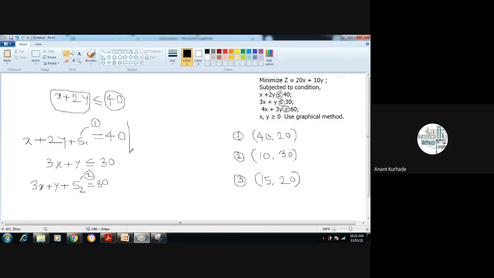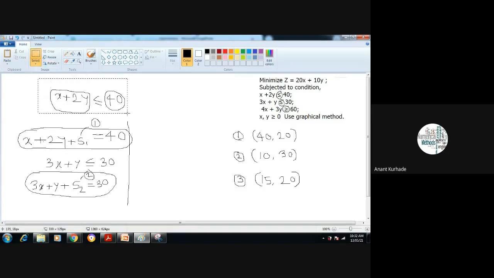But most important, while writing the standard form using these s1 and s2, you have to show the first equation along with s2, and this equation along with s1. And how can you write it? See, this is again simple.